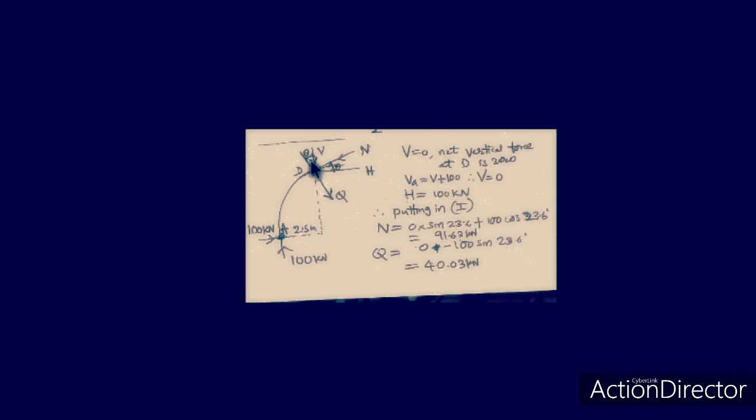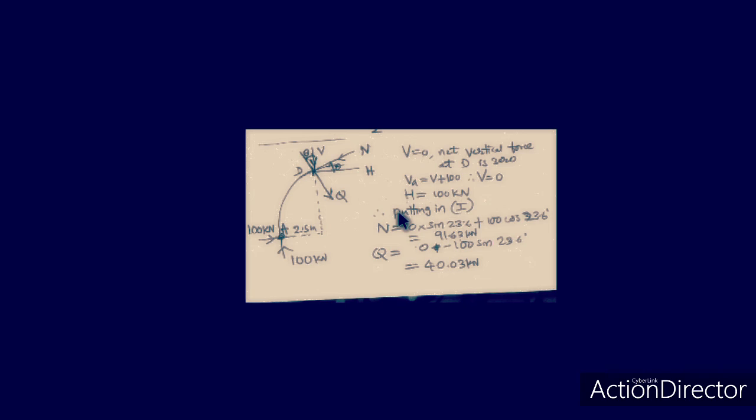So the value of V will be 0 in this problem, because you can use this formula: VA is equal to V plus the 100 kN point load already acting there. V is equal to VA minus 100. VA is also 100, so V is equal to 0. H, as you know, these two must balance each other. That is why we are getting the H value as 100 kN.